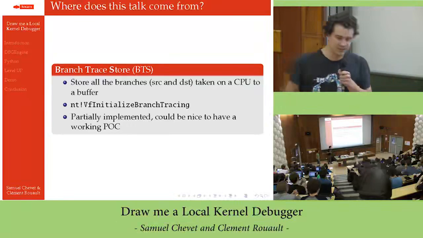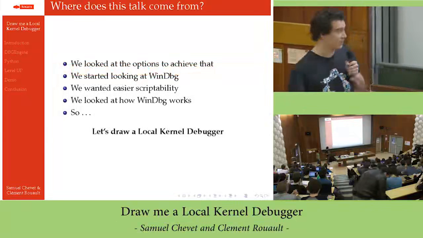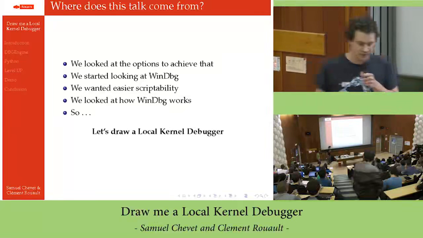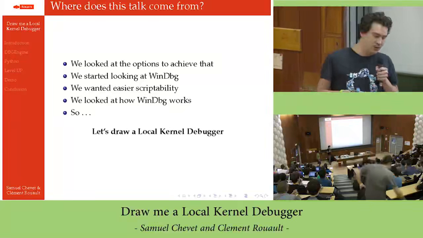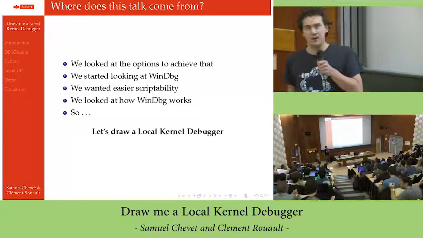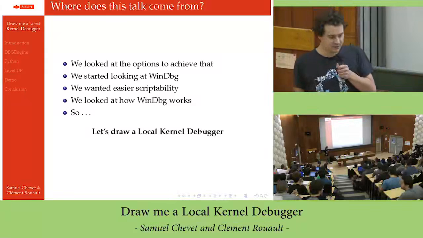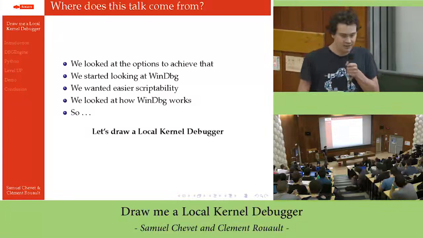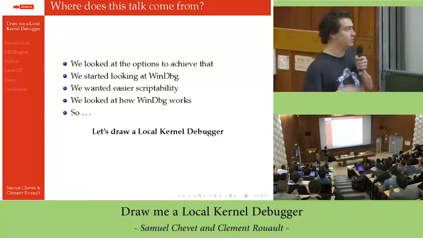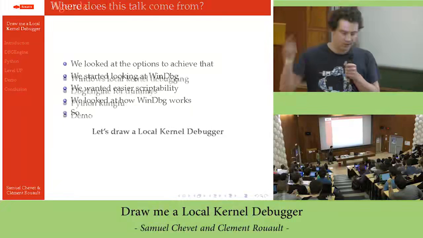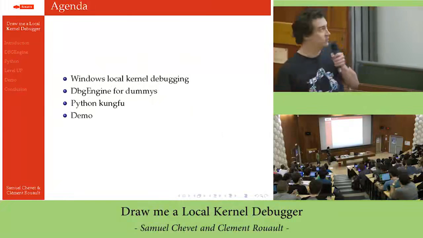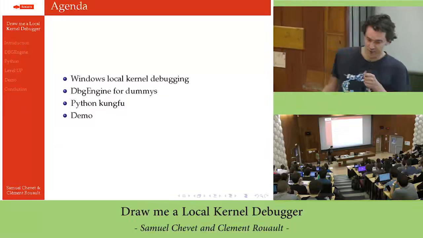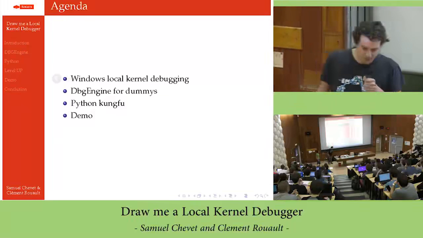So how can we achieve that? We looked at some options. We started looking at WinDBG, which is a debugger offered by Microsoft Windows. But when we looked at the scriptability of WinDBG, we thought, it's going to be a pain to use this. So we started to look at how WinDBG works, and thought about why not draw up a local kernel debugger. Today we are going to talk about Windows local kernel debugging, how the DbgEng engine works, and some Python Kung Fu with Clément, and of course some demo.